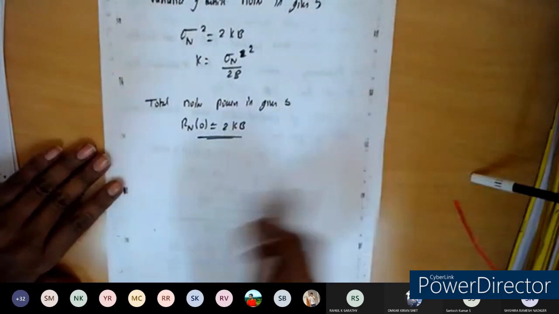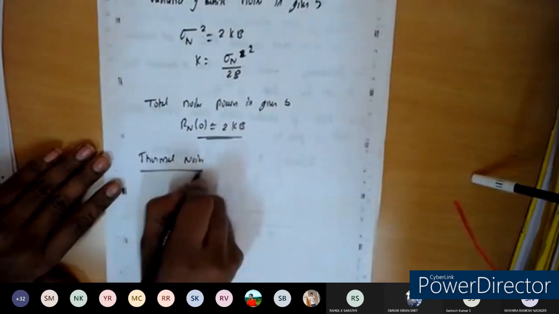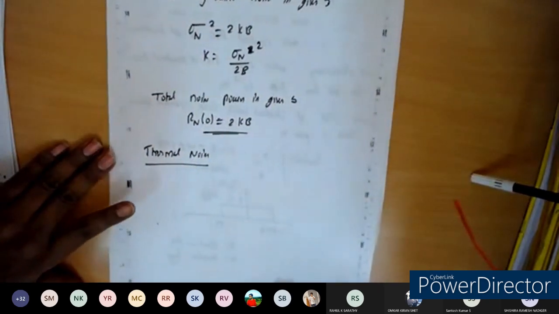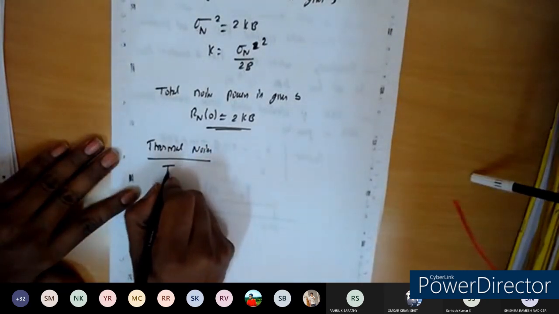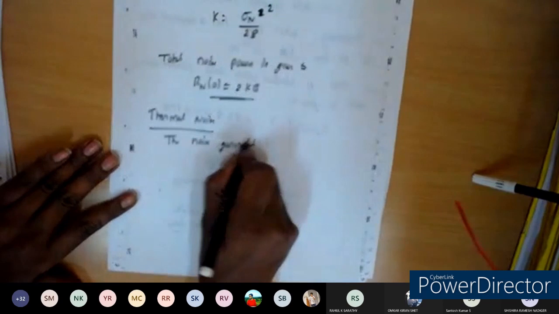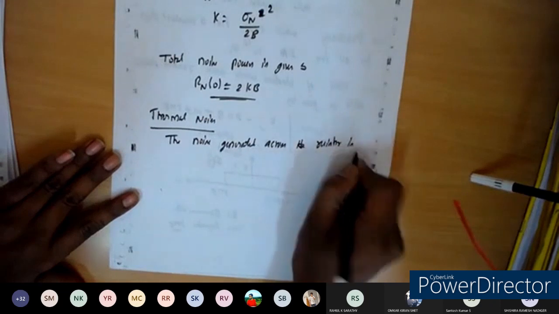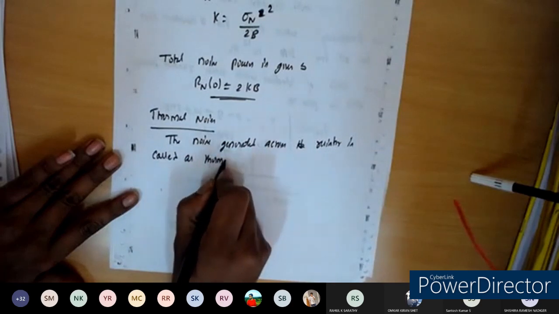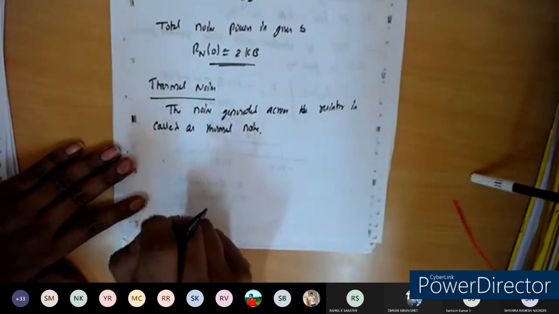So this is the noise generated because of heat generated across any of the components. Usually it is taken as a resistor. Thermal noise: the noise generated across the resistor is called thermal noise.